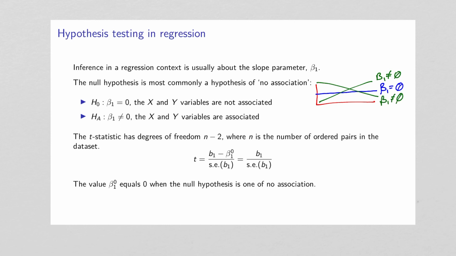Okay. The t-statistic has degrees of freedom n minus 2, where n is the number of ordered pairs in the data set. And this is how you calculate the t-statistic: b1 over the standard error of b1. And the hypothesized value of beta 1 equals 0 when the null hypothesis is one of no association.